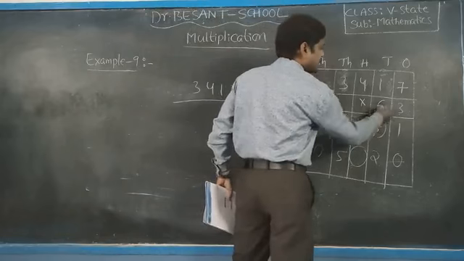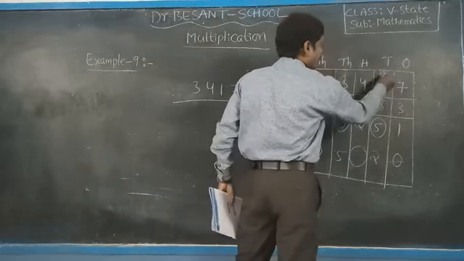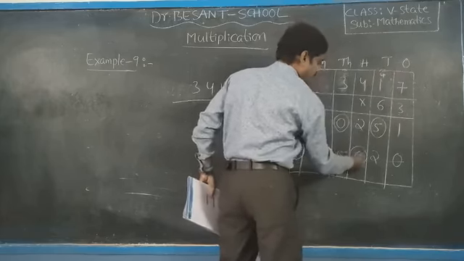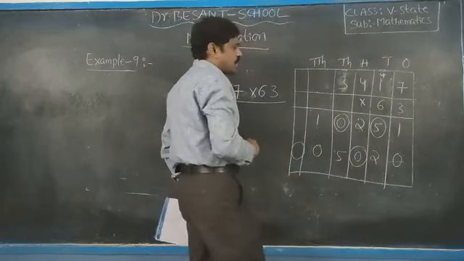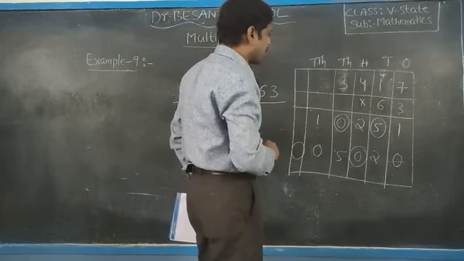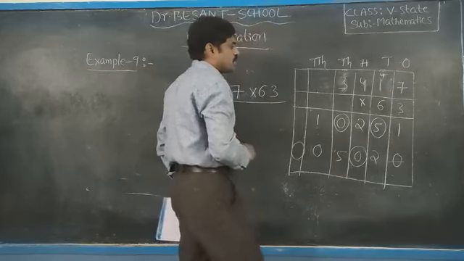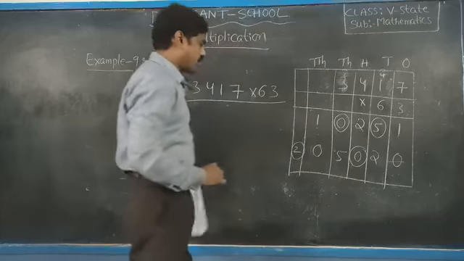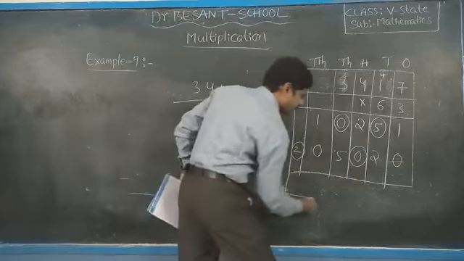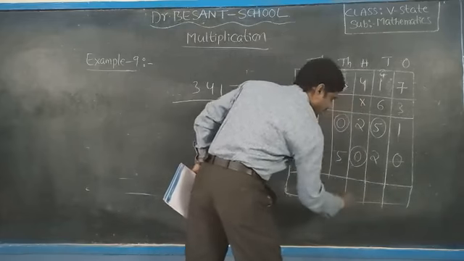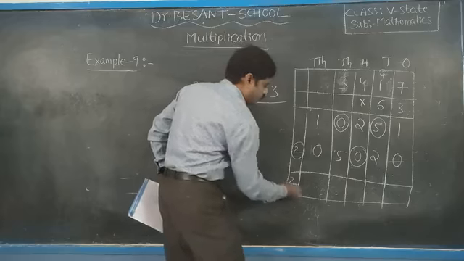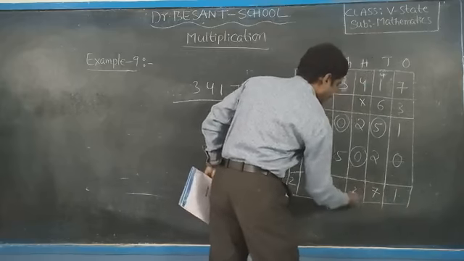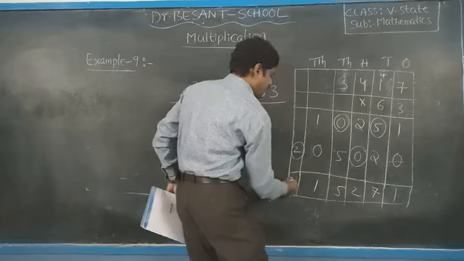Next, multiplication with 6. 6 7s are 42, 4. 6 1s are 6, 6 plus 4, 10, 1. 6 4s are 24 plus 1, 25, 2, 2. 6 3s are 18 plus 2, 22. So here 2. Then we have to add. So what is the final answer? 1, 5 plus 2, 7, 2, 5, 1, 2.